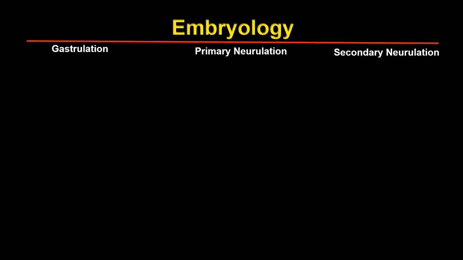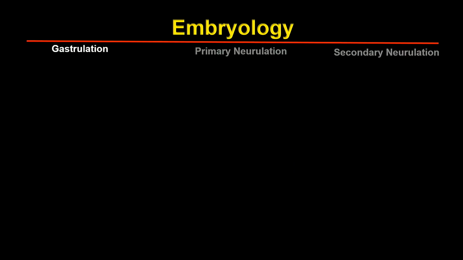Let's start with a little boring stuff, the embryology. Now, embryology and the embryologic development of the spinal cord is crucial to understand the pathogenesis and at least the classification of spinal dysraphism. And it encompasses three important steps: the gastrulation, the primary neurulation, and secondary neurulation. I'm going to try to make it very simple.